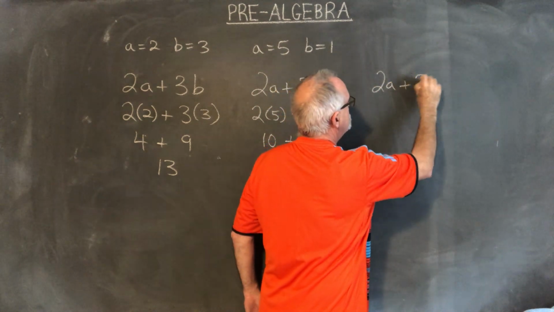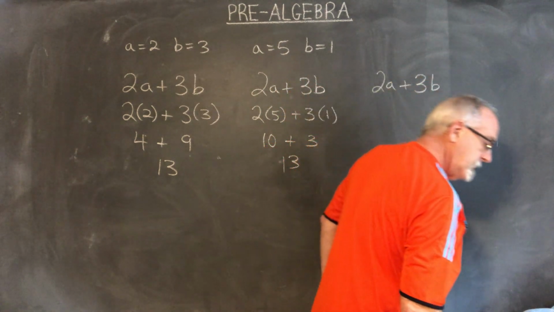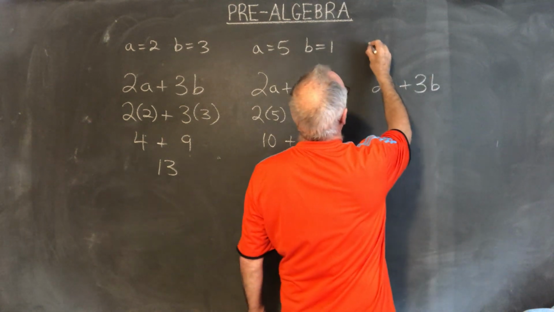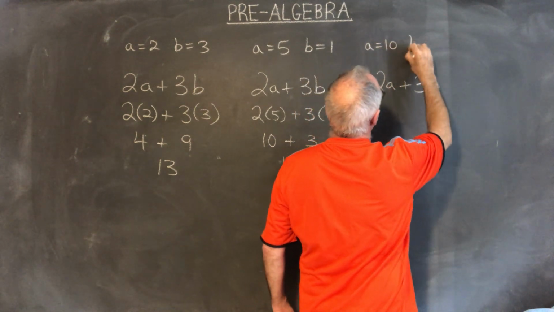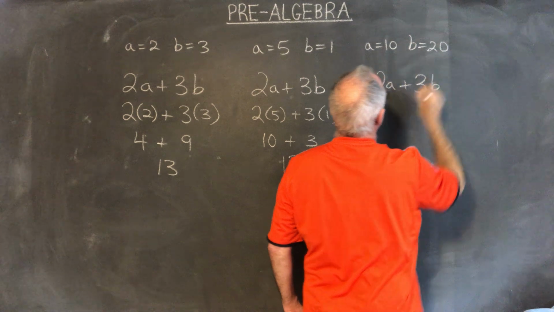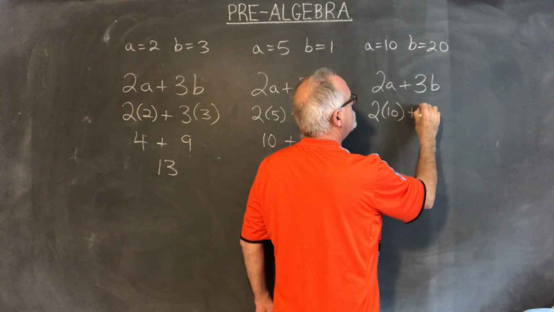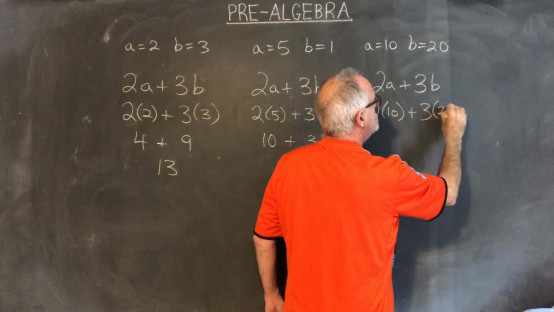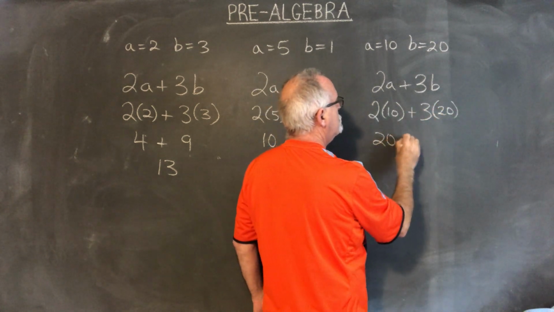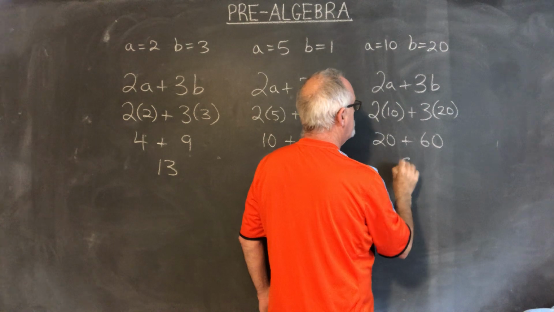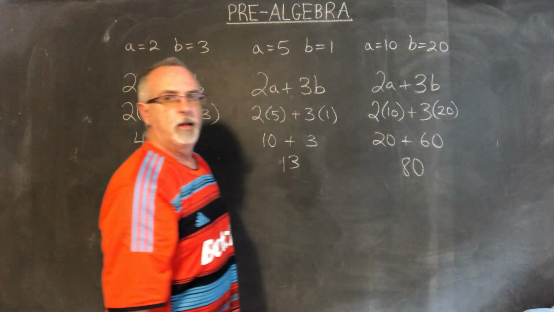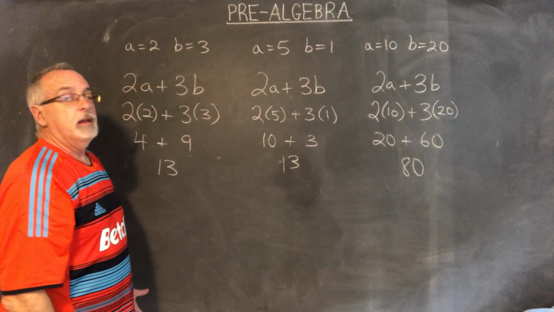Okay, what if I do it a third time? 2a plus 3b. But this time my a is equal to 10 and my b is equal to 20. No problem. 2 times a becomes 2 times 10, plus 3 times b becomes 3 times 20. 2 times 10 is equal to 20. 3 times 20 is equal to 60. I ended up with 80. Not 13. Anything can happen.